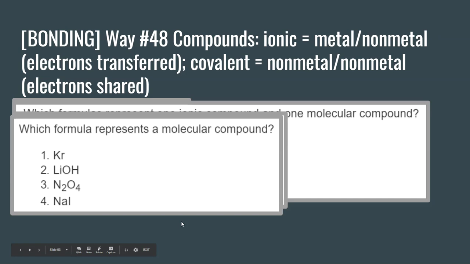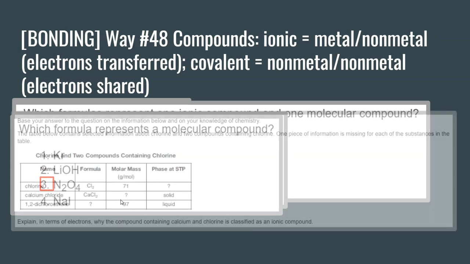Which formula represents a molecular compound? If you said 3, you got it correct. You have two nonmetals, nitrogen and oxygen. All the others feature a mixture of simply elements or ionic compounds or ionic and covalent compounds. This one is just asking you for a molecular or covalent compound purely. So answer choice 3 is correct.